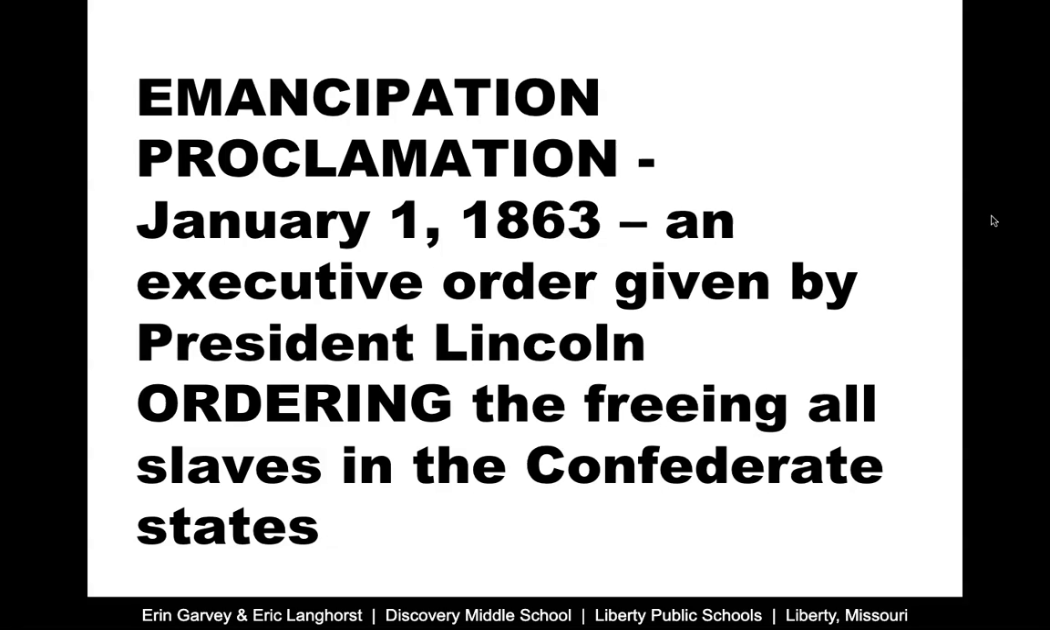So the Emancipation Proclamation is an executive order given by President Lincoln, so it doesn't have to pass Congress or anything. It's just an executive order. And basically what he does is he orders the freeing of all slaves in the Confederate States. Now, this is probably one of the most confused parts of the Civil War, because it sounds like, oh my gosh, Abraham Lincoln just freed the slaves in the entire country. But you have to look at those words really carefully. He's ordering the freeing of all slaves in the Confederate States.